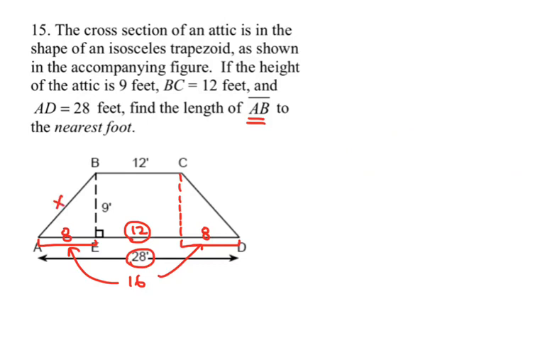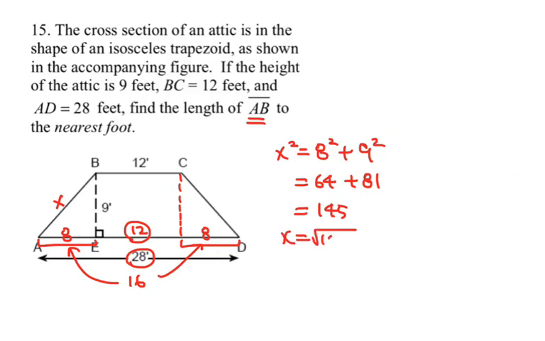You can easily see that through the Pythagorean theorem. So X squared is equal to 8 squared plus 9 squared, which is equal to 64 plus 81. Then when you combine them together, we get 145. So X must be equal to the square root of 145, which is about 12. So 12 becomes our answer.